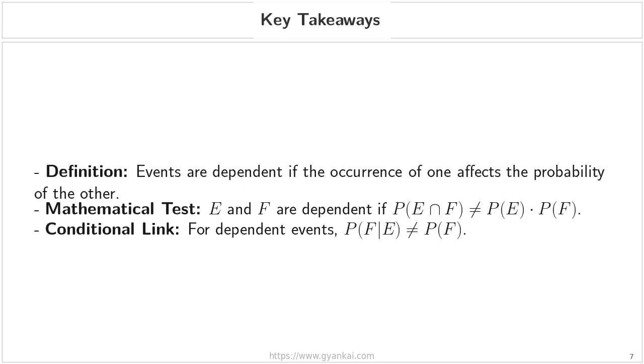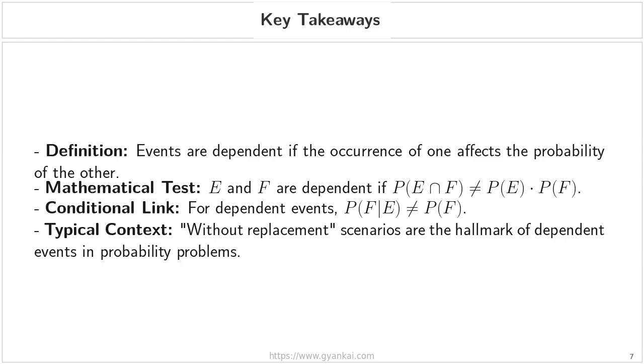To connect this to the concept of conditional probability, remember the conditional link. For dependent events, the probability of F given E is not equal to the probability of F. This is the mathematical way of saying that knowing event E happened has changed the likelihood of event F. Finally, as a practical tip for your exams, keep an eye out for the typical context. Whenever you see the phrase "without replacement" in a word problem, just like our marble example from slide 4, that is your hallmark signal that you are dealing with dependent events.